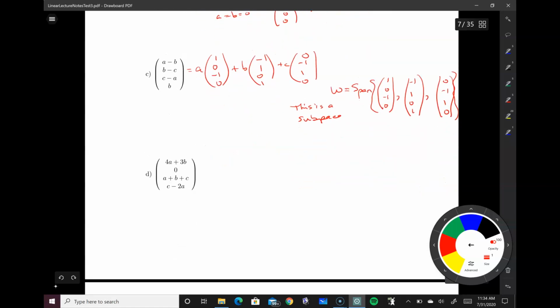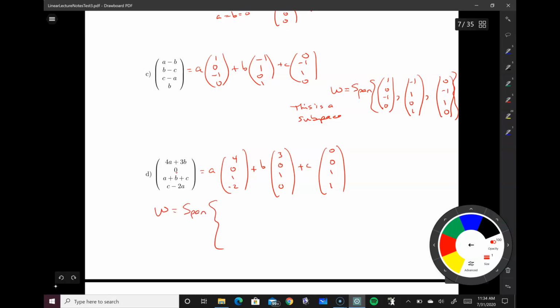All right, one last one here. If I break this up, it could be A times 4, 0, 1, -2, plus B times 3, 0, 1, 0, plus C times 0, 0, 1, 1. And since this number here is a 0, I don't need to worry about it. So I can say that this set W is the span of these 3 vectors, comma, 3, 0, 1, 0, comma, 0, 0, 1, 1. So there it is. Therefore, it is a subspace.